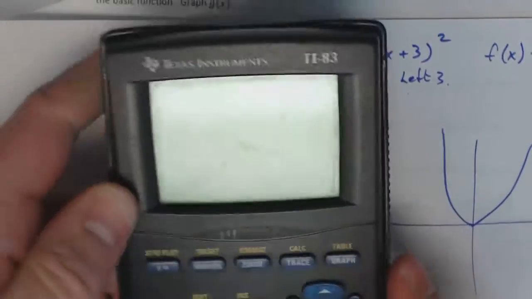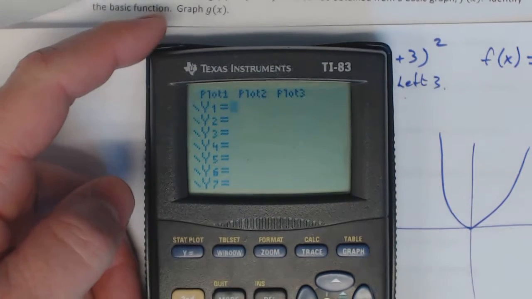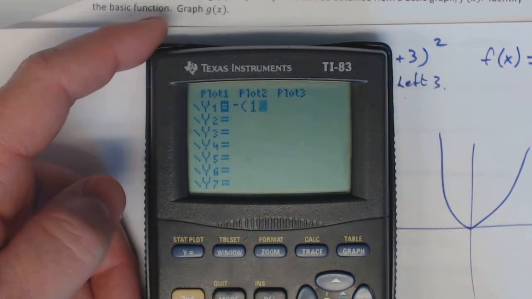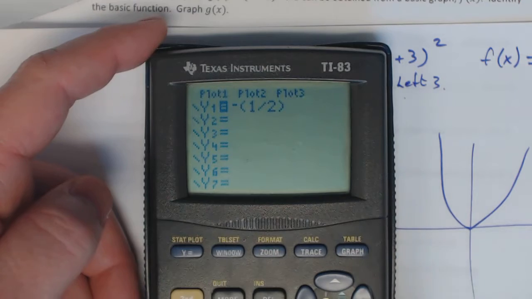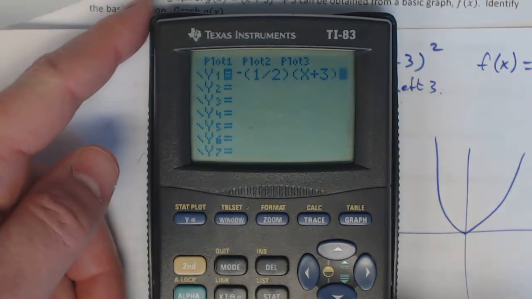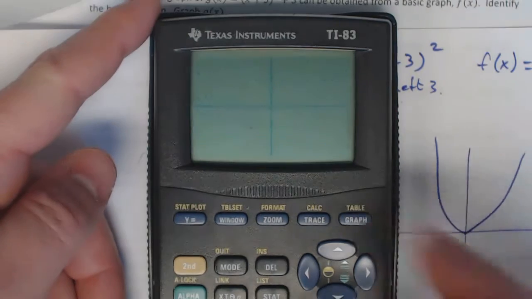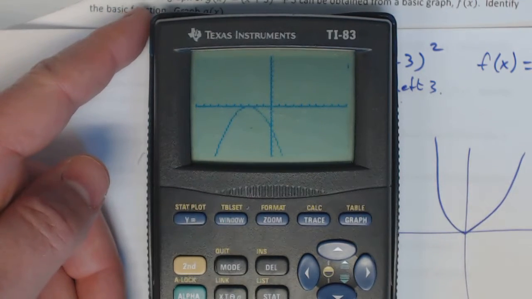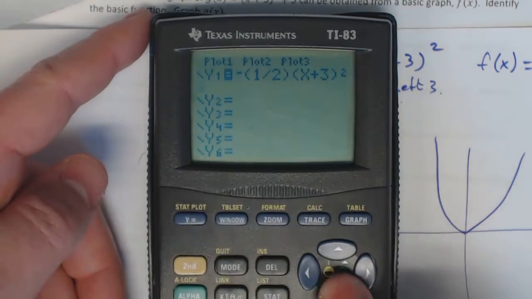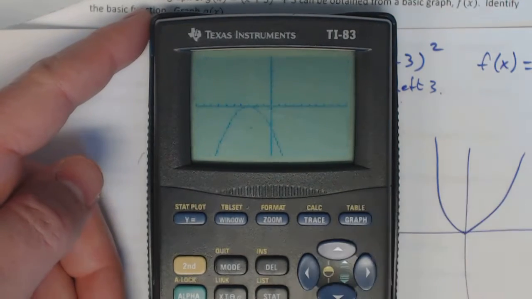That's how it should look. Let's double check to make sure. Negative 1 divided by 2, parentheses x + 3, parentheses squared, graph. Yeah, see, it's a lot wider. The original would have been x squared. Yeah, the original is skinnier, basically.